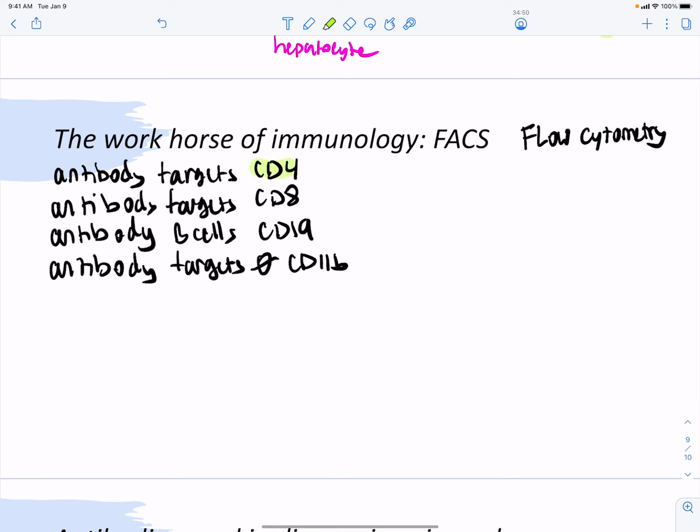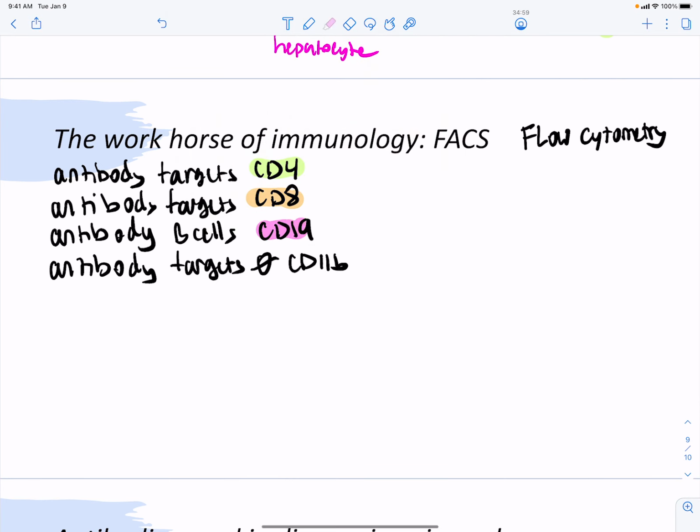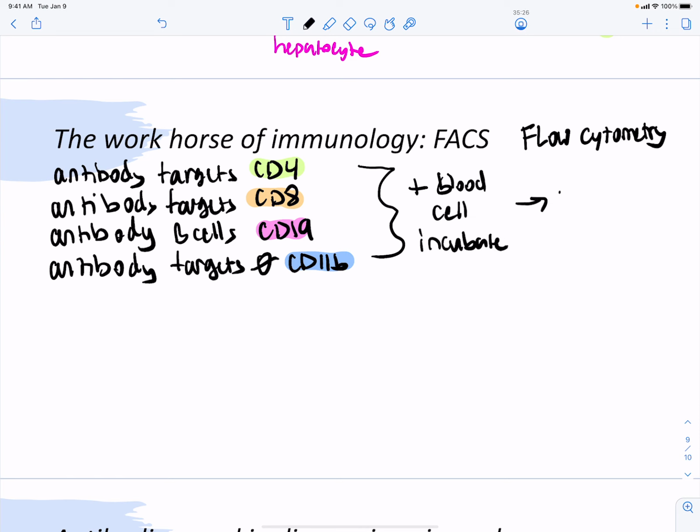And for example, we'll make the CD4 cell green, we'll make the CD8 cell orange, we'll make our CD19 pink, and we'll make our CD11B blue. So because you can tag them with different fluorescent markers, you can actually differentiate the green CD4 from the orange CD8. And what basically happens is you would take all of these plus your blood cells and you incubate them, and then you run them on the machine, a flow cytometer.